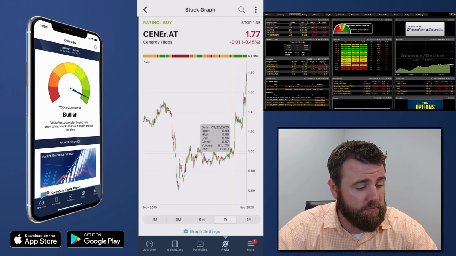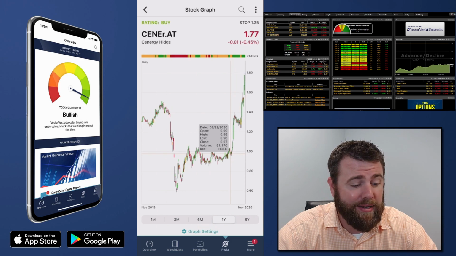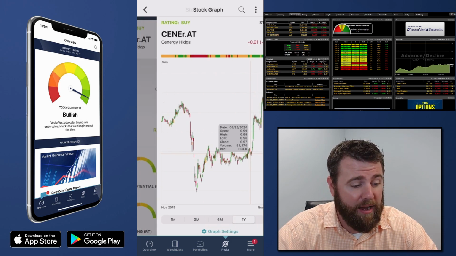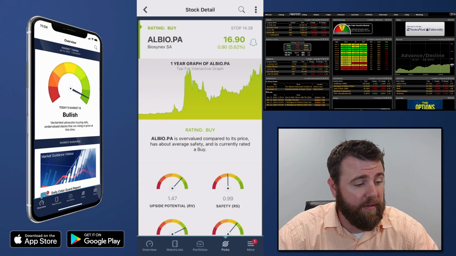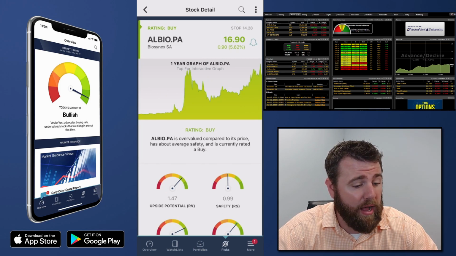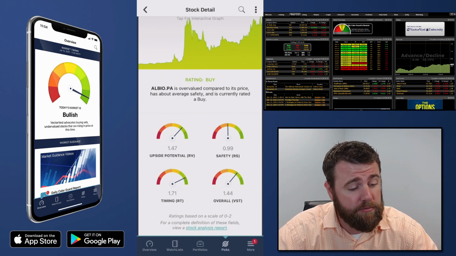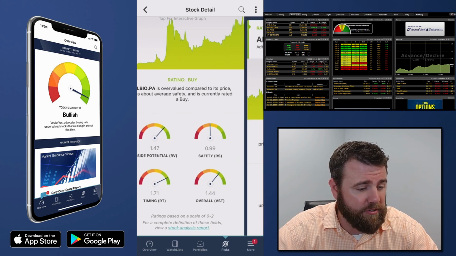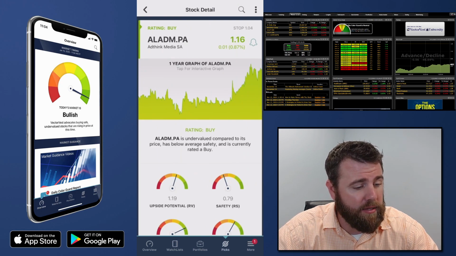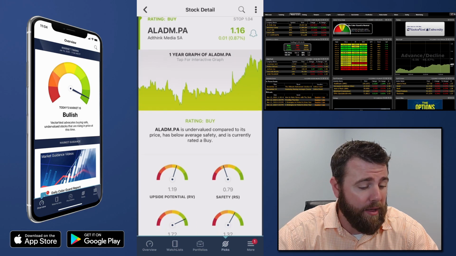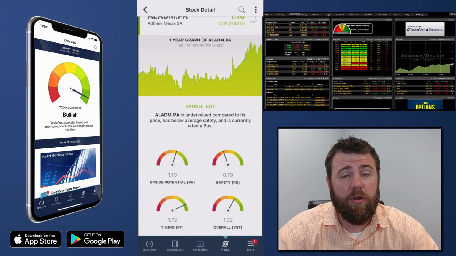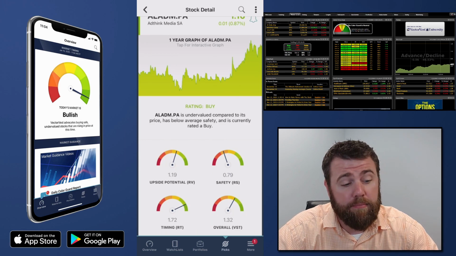Ever since about the end of September going into October, this stock has been just skyrocketing. We look at the next one, ALBIO. Once again, a lot of volatility with this one, but really strong uptrend. You have great long-term potential. About average risk involved with it. And then ALADM, nice steady uptrend, been rocking and rolling for a while. A lot of risk associated with it, so this is more of an aggressive trade, but looks pretty good so far.